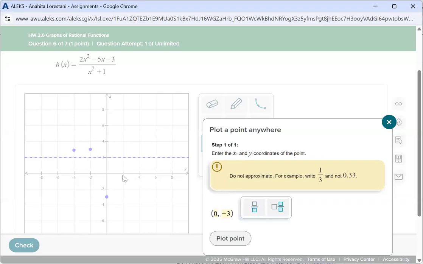Then I pick +2. +2 squared is 4. 4 and 1 is 5, so the denominator will be 5. And now let's put it on the top. 2 squared is 4. 4 times 2 is 8. -5 times 2 is -10. -10 plus 8 is -2. -2 and -3 is -5. -5 divided by 5 is -1.